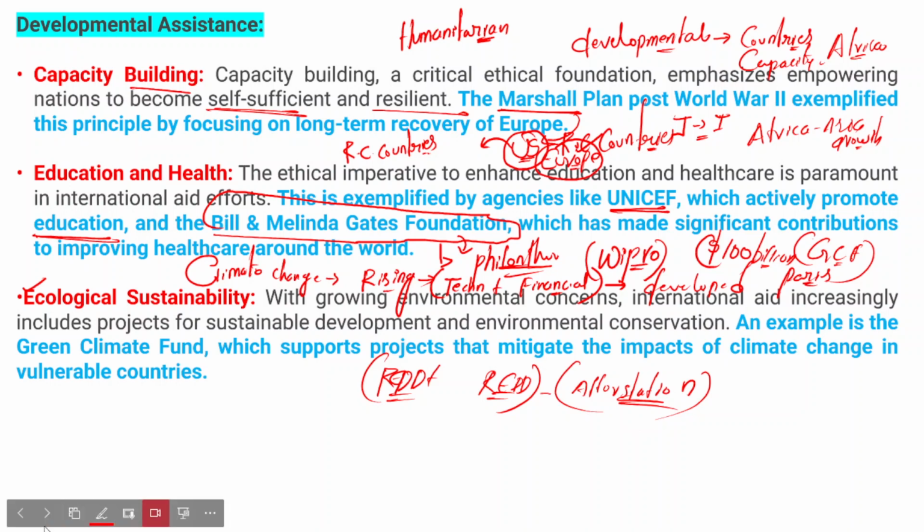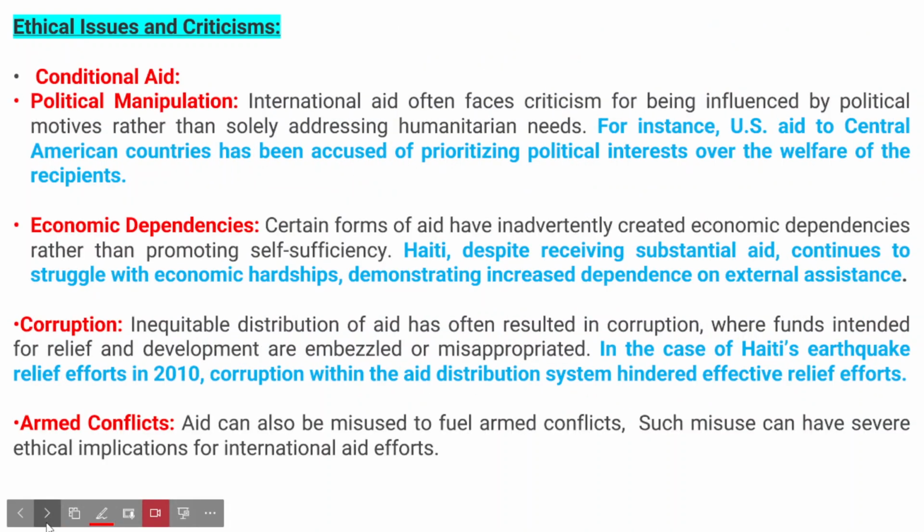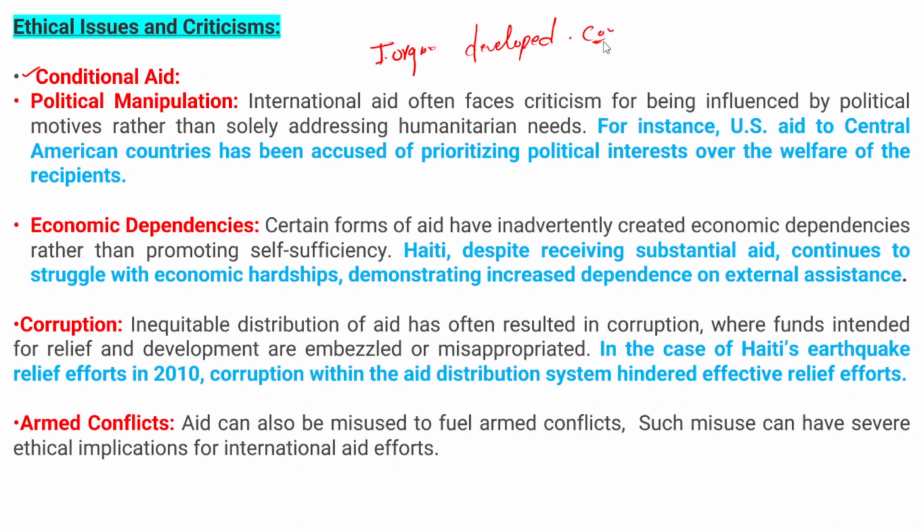Now after that, we need to understand the ethical issues which are actually involved in this international aid. What ethical issues and ethical criticisms are involved? So first and foremost, we need to discuss the conditional aid. Okay, the international organizations like the World Bank, or even developed countries, have been providing aid.